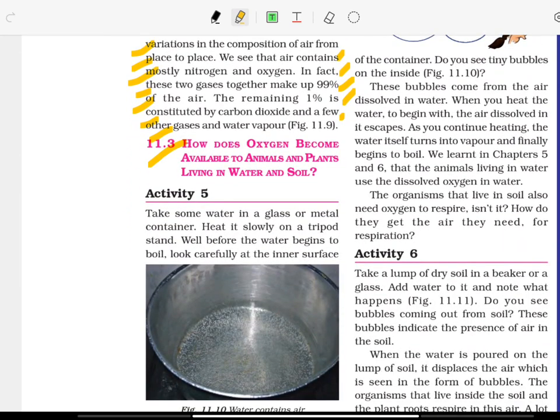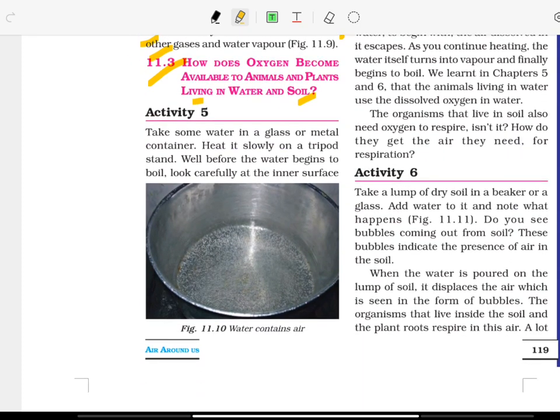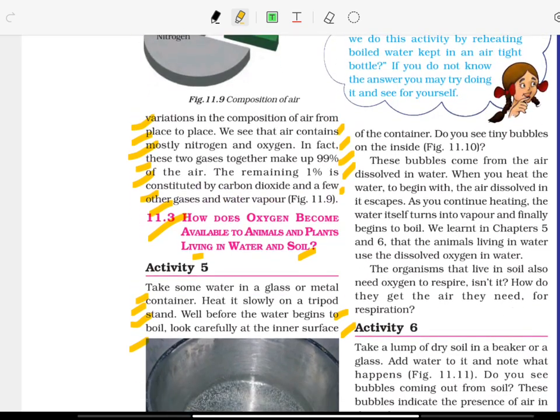How does oxygen become available to animals and plants living in water and soil? Activity 5. Take some water in a glass or a metal container. Heat it slowly on a tripod stand. Well before the water begins to boil, look carefully at the inner surface of the container. Do you see tiny bubbles on the inside? These bubbles come from the air dissolved in water.